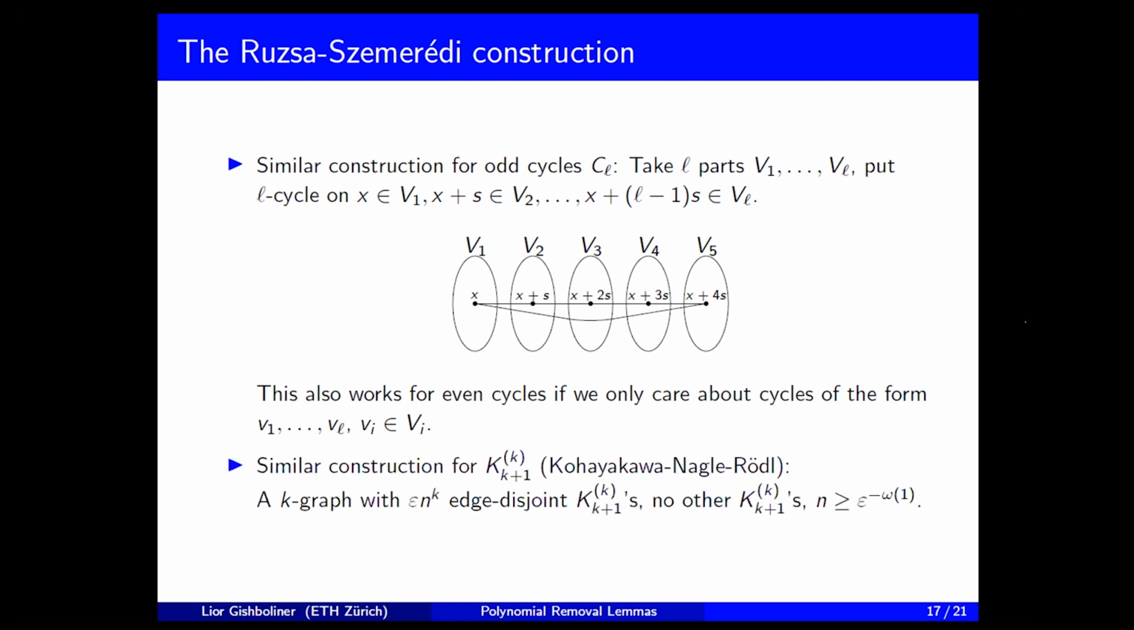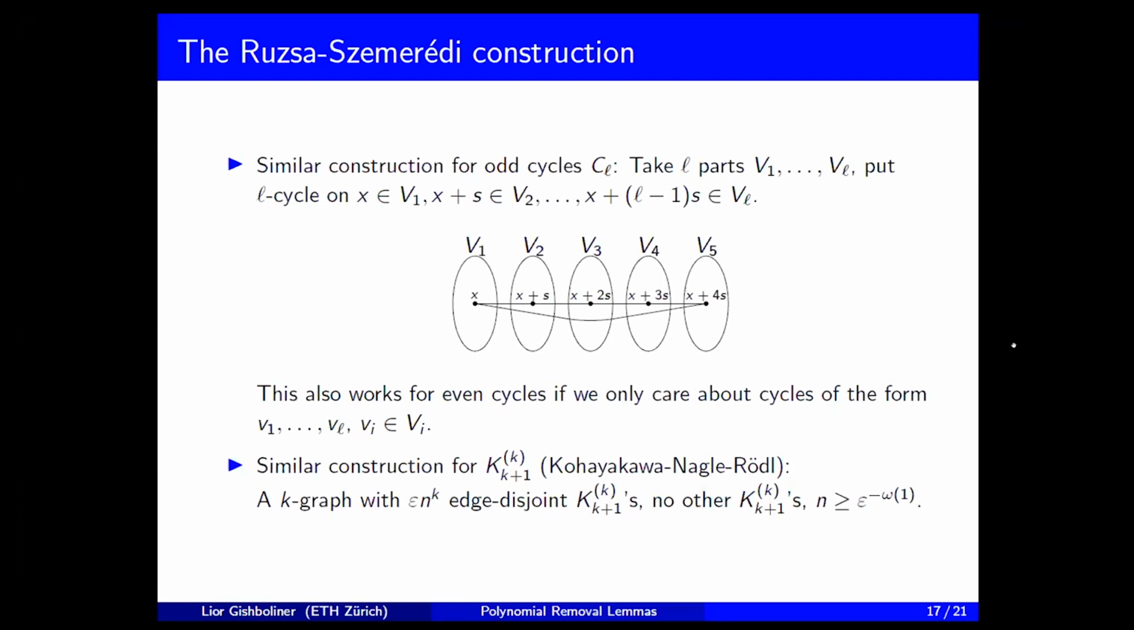And there is also a construction, so a generalization of the triangle for K uniform hypergraphs is the clique on K plus 1 vertices. And there is also a construction for this clique. So what does this construction do? It gives a K uniform hypergraph with epsilon n to the K edge disjoint copies of this clique and with no other copies. And as before, n is super polynomial in 1 over epsilon.